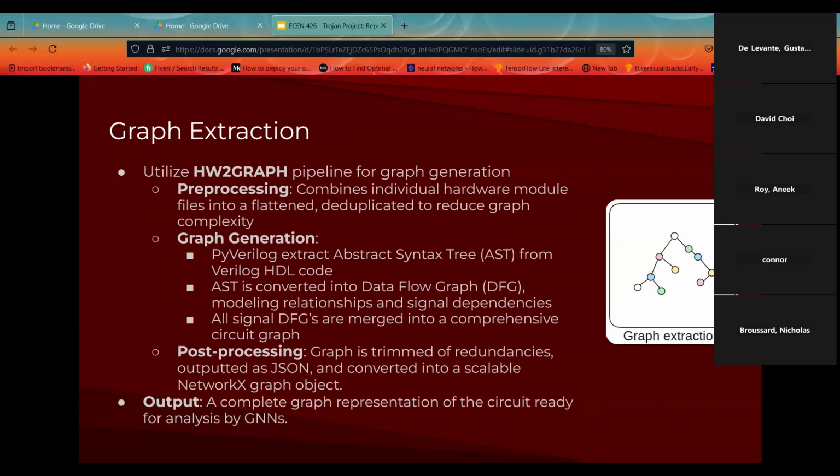It goes through a post-processing stage. Here, redundancies and disconnected subgraphs are trimmed. The resulting graph is outputted in a JSON format and then converted to a scalable NetworkX graph object for efficient analysis. The final result is a complete graph representation of the circuit, and this representation is now ready for analysis by our model, which will enable us to detect potential hardware Trojans effectively.